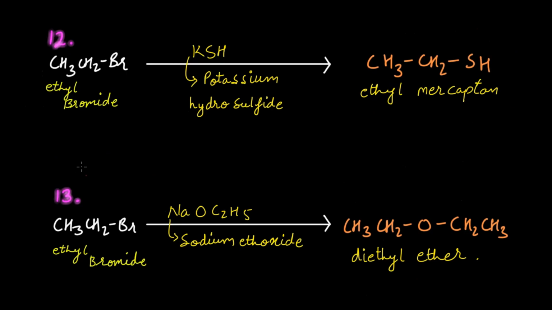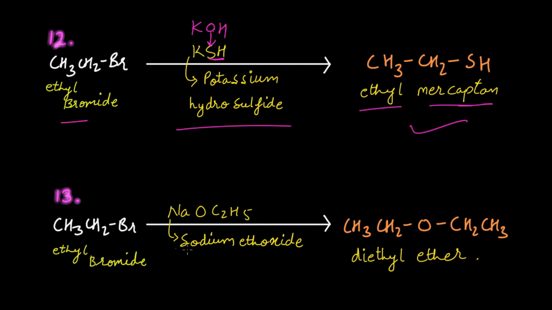Now the 12th reaction is ethyl bromide when treated with potassium hydrosulfide, it gives ethyl mercaptan. This is nothing but replacement of KOH. Oxygen and sulfur belong to the same group. So when KOH reacted, it forms alcohol. When KSH reacted, it forms mercaptan, right? So that's how the reaction goes. Now this is a little bit different.